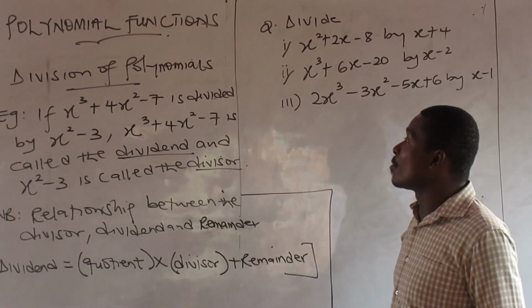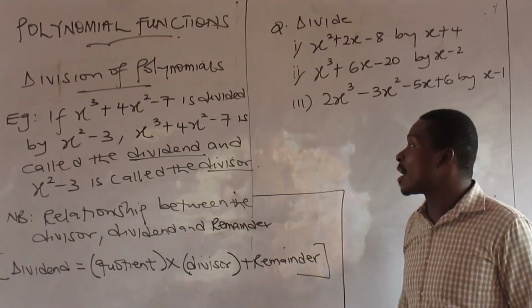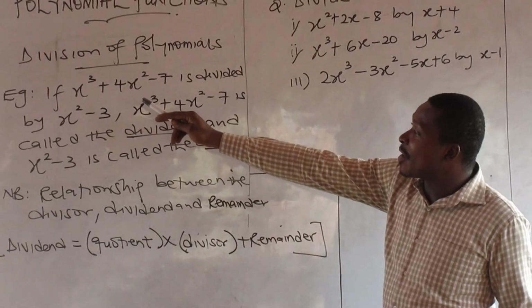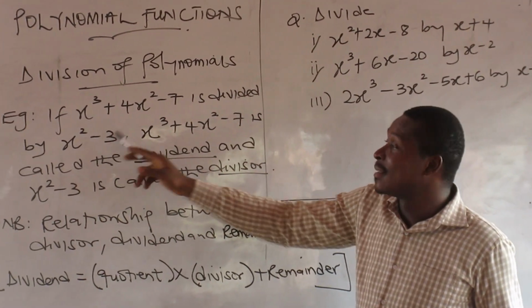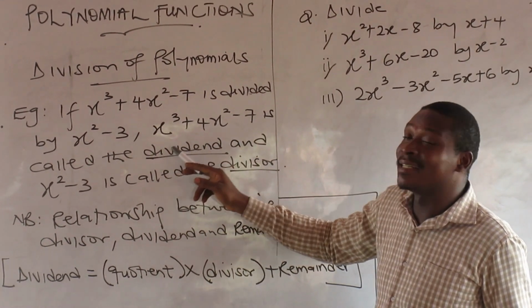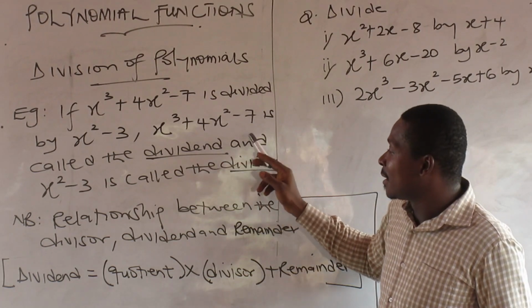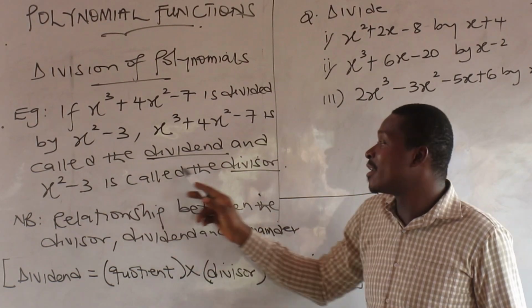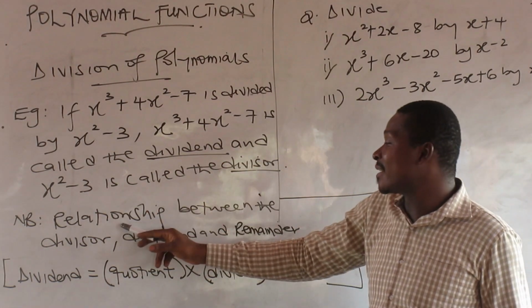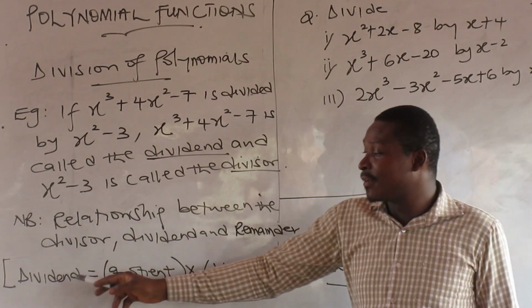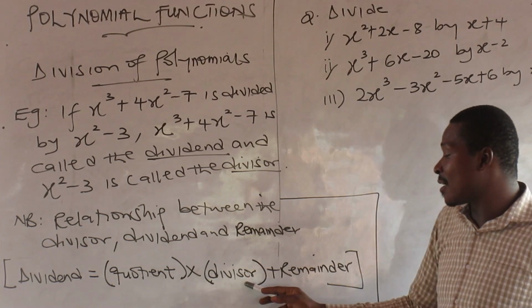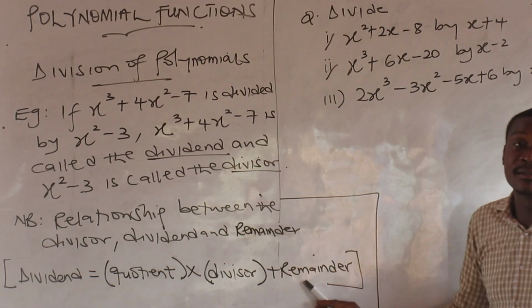Division of polynomials. If x cubed plus 4x squared minus 7 is divided by this, then this is called the dividend, and this is called the divisor. Relationship between divisor, dividend, and remainder: dividend equals quotient times divisor plus remainder.